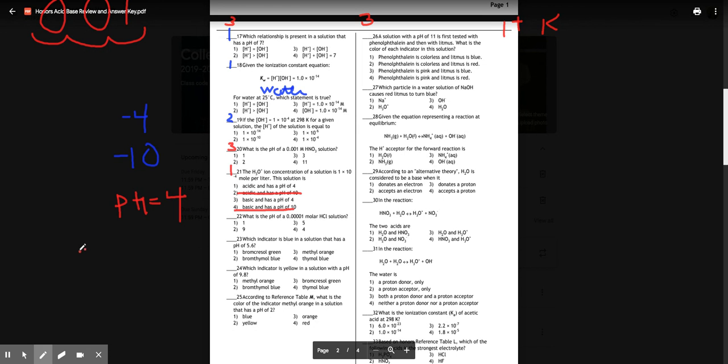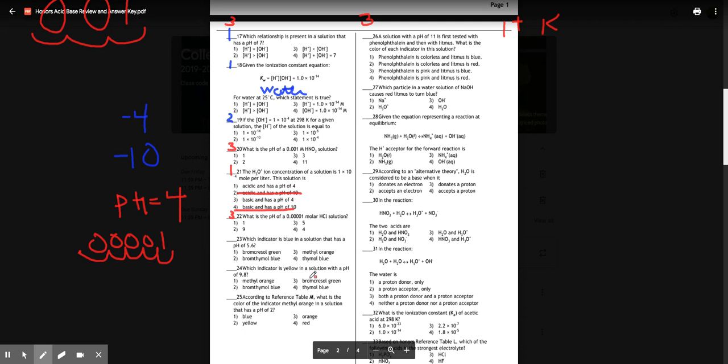Here's another one. That is 4 zeros. 1, 2, 3, 4 zeros, and a 1. So move the decimal place until you get to a whole number 1. So that's 1, 2, 3, 4, 5. There's our answer. pH of 5.